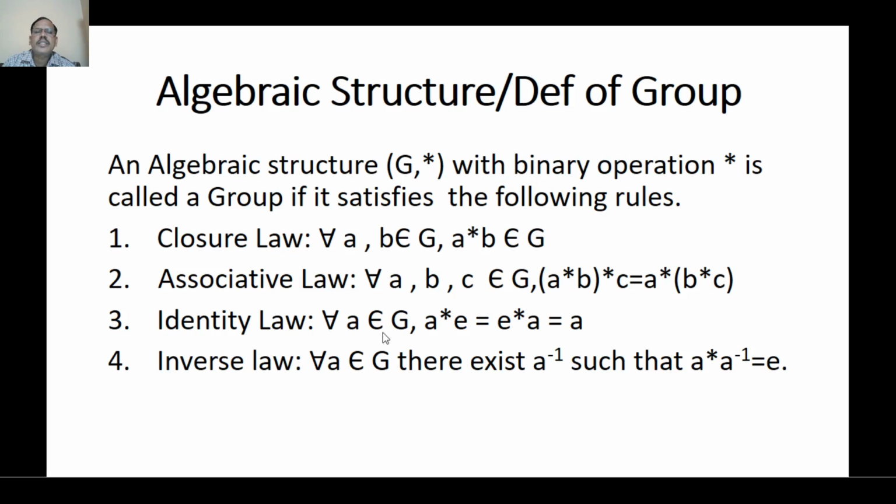And identity law, there is an element e called identity element such that a star e is equal to e star a is equal to a. And inverse property, so for each a belongs to G, there exists a inverse, called the inverse of a, belongs to G such that a star a inverse is equal to the identity element. If these four properties are satisfied by an algebraic structure G, then G is called a group. So the algebraic structure G is called a group if and only if it satisfies these four properties: closure, associative, identity and inverse property.